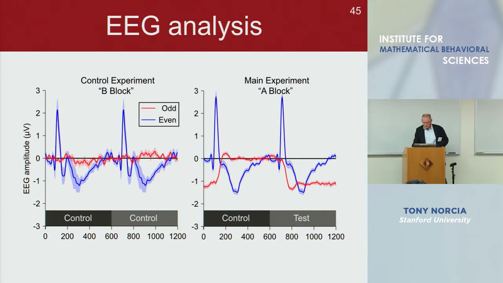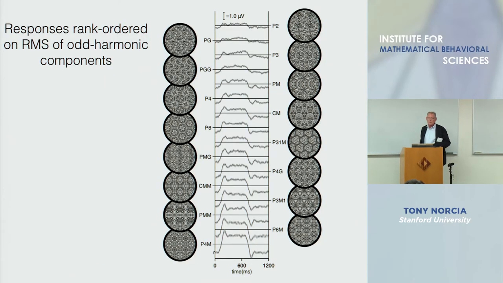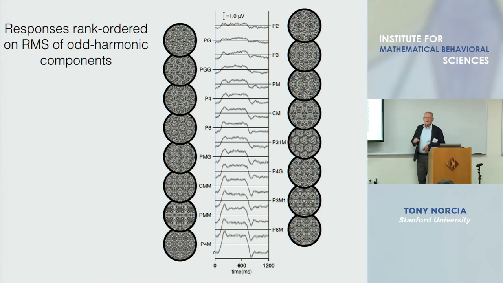And then what we can do is we just simply rank order them and calculate the RMS as our distance metric. That's how far they are from P1. So if you really like P1, you're going to have a P1-like response, and it's going to be symmetric. If you're not very like P1, you're going to have a very asymmetric response, and that will come out in the odd harmonics. So this is symmetry in the frequency domain.